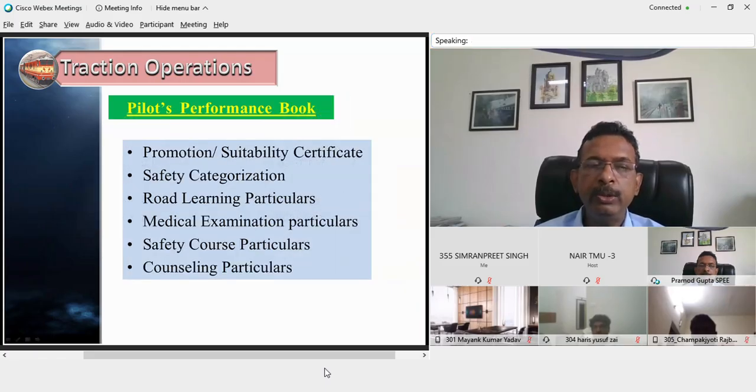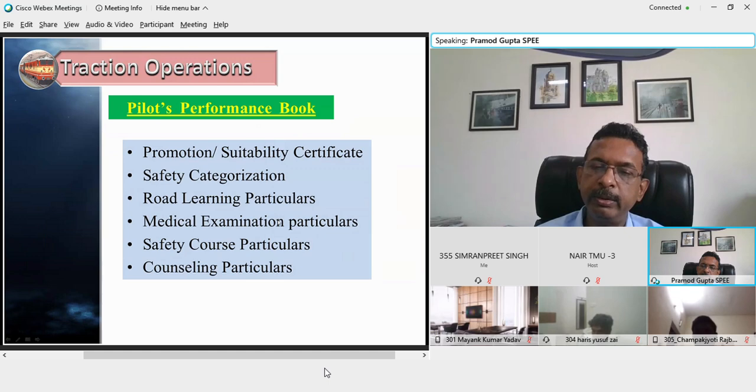Each loco pilot carries a performance book with him, where all these parameters are recorded: promotion, suitability certificate, safety categorization, road learning particulars, medical examination particulars, safety courses particulars which he has done, and the counseling which he has undergone. Even if any one of you travels in the locomotive for foot plating as part of your duty, the loco pilot will offer you a performance book, and he will request you to give your remarks. He will only make you a request.